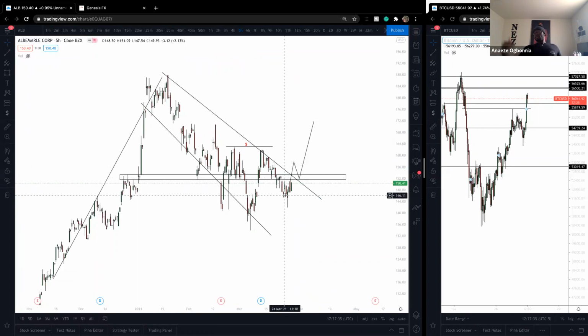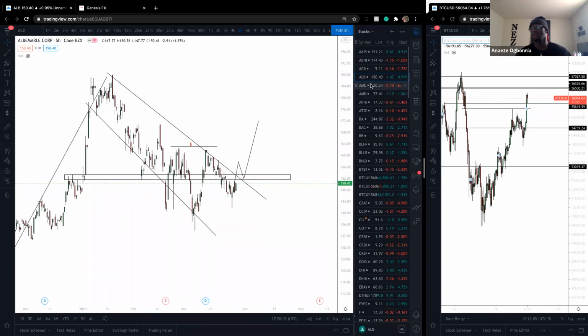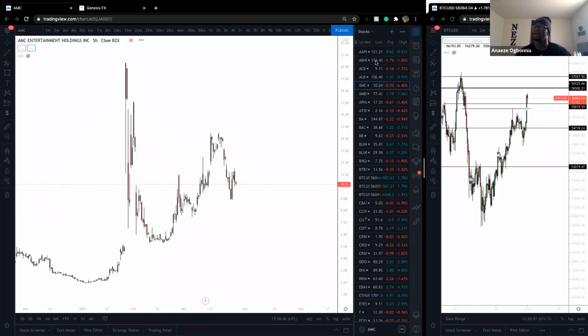Market structure looks down, but market structure won't tell you everything. When I say market structure, it's just to help you see where price will possibly go, but you have to confluence other things to really get your correct entries and all that kind of stuff. But right now I can see ALB going up, whatever the stock is. Like I said, no idea what it is. I just tend to have a lot of stocks here.